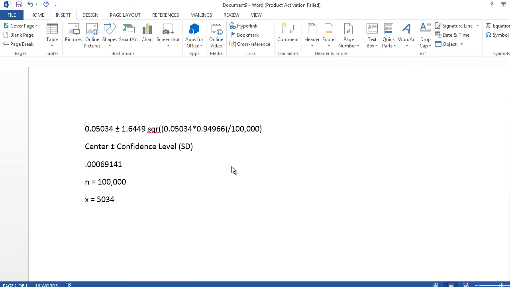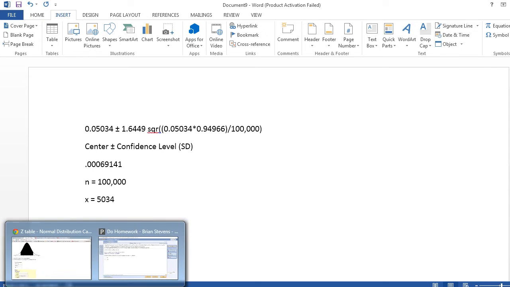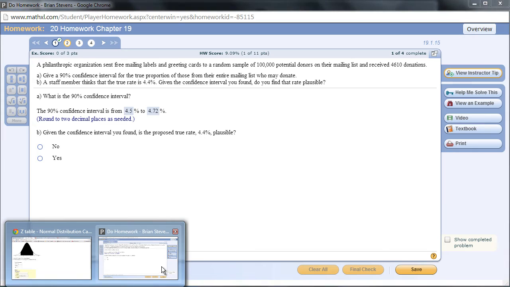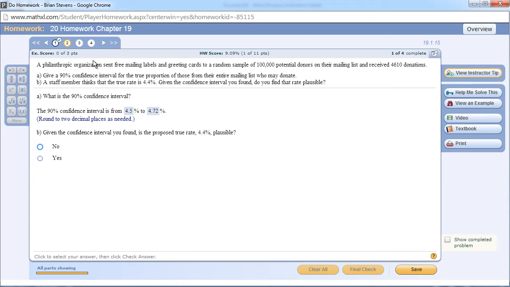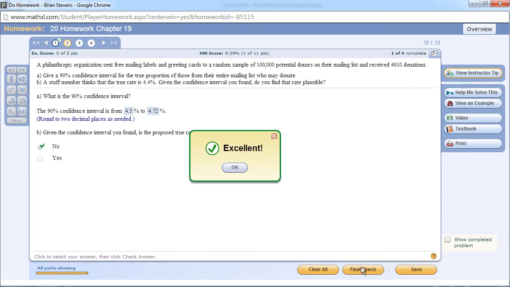If you want to really master this chapter, and I implore you to do this, I beg of you, do it on your calculator and do it by hand. Know what to put in where, because the calculator turns out to be magic for a lot of people, and they don't know what they're doing. Is 4.4 plausible? And we're going to say no here because it's not in the interval.